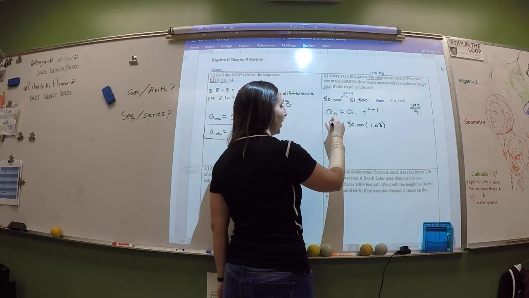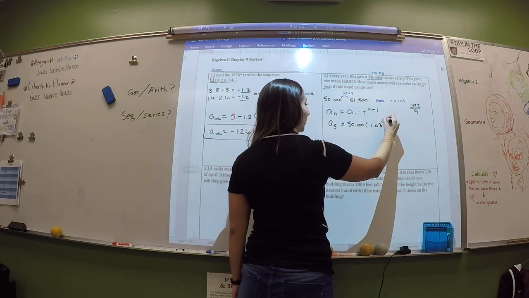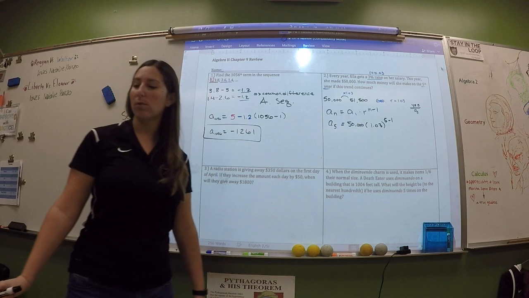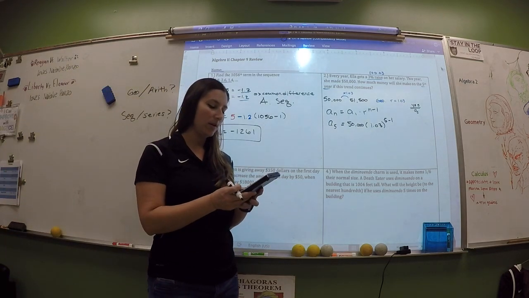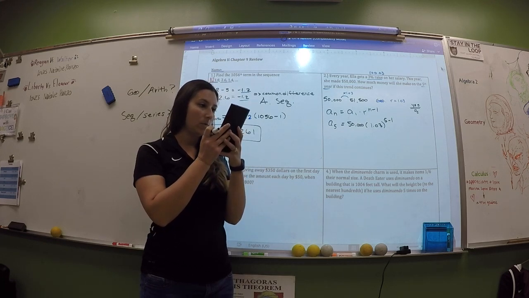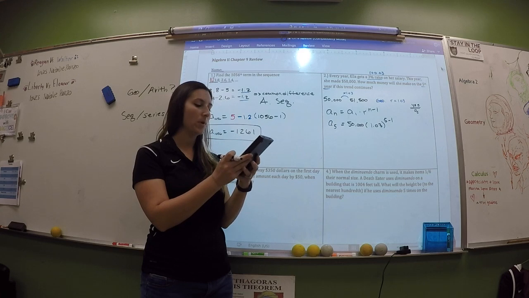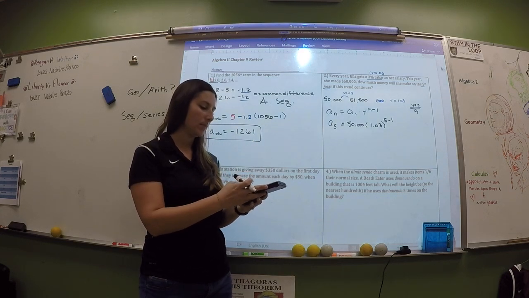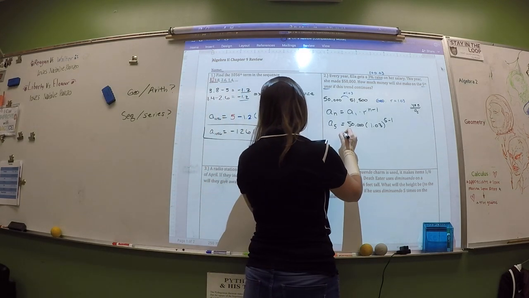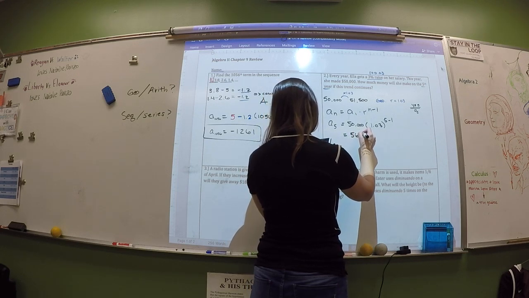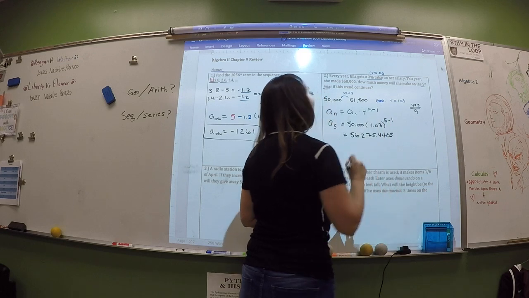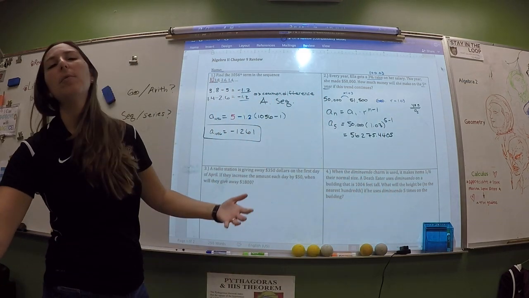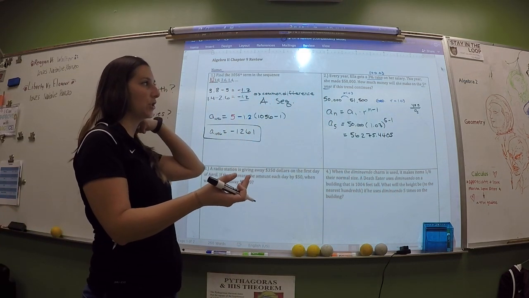And then since we're looking for a sub 5, we're going to put an exponent of 5 minus 1, or 4, because we want to do our ratio 4 times to get to the 5th term. 1, 2, 3, 4. So as a number, I get 56275.4405. But since this is a word problem, we're going to restructure the answer so that it makes sense.